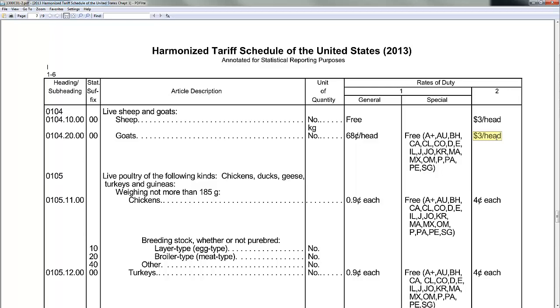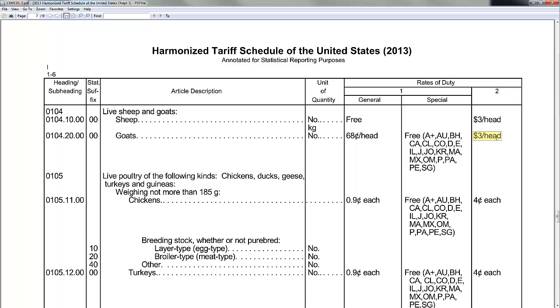That $3 per goat or $3 per head figure could also mean that it is coming into a country from a specific country or under a specific circumstance that we want to discourage. So we charge $3 a goat. So like I said, this is just a basic presentation.